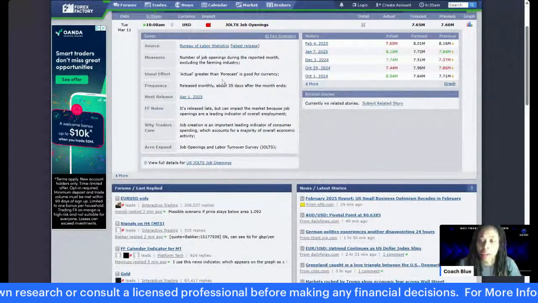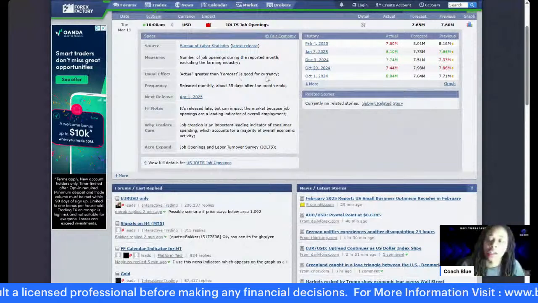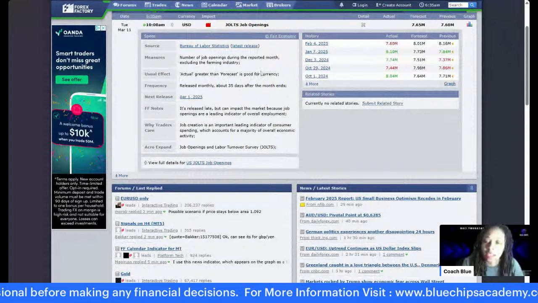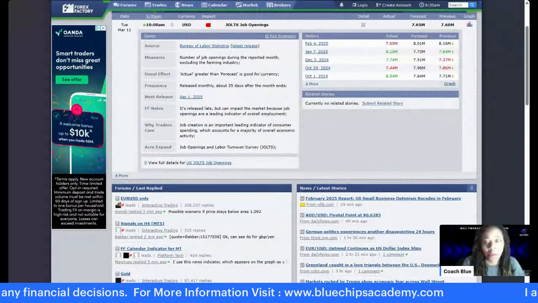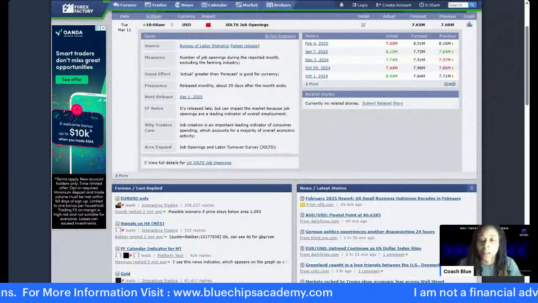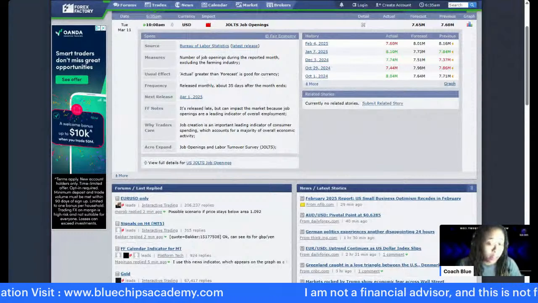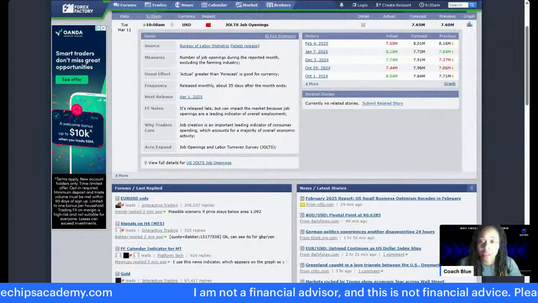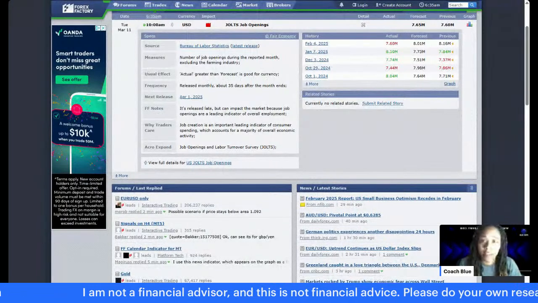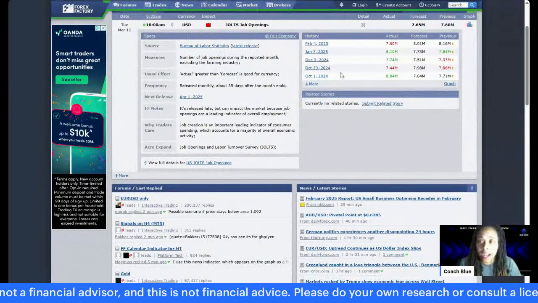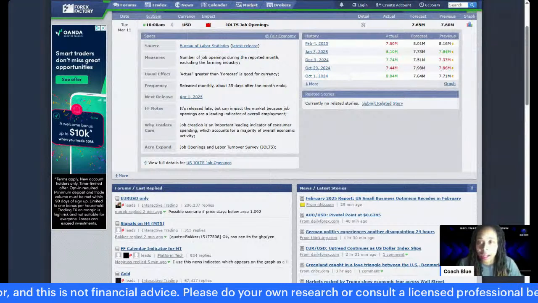So actual greater than forecast is good for currency. So if there's probably more job openings, of course, we'll probably see some type of bullish sentiment in the market. And if it's not, then the market will probably continue to sell off. So we have to be conscious of that because that's actually happening at 10 a.m., guys, at 10 a.m.